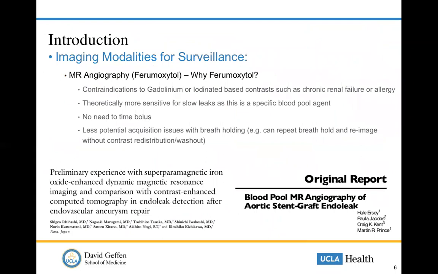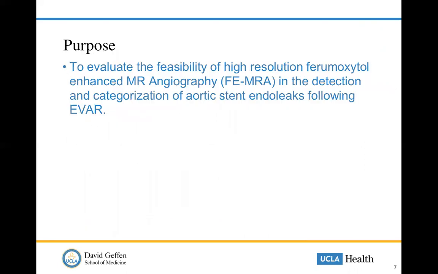So why ferumoxytol? Well, in contraindications to gadolinium or iodine-based contrast, such as chronic renal failure or allergy, it's theoretically more sensitive for slow leaks as it is a specific blood pool agent. There's no need to time the bolus, and there's less potential acquisition issues with breath holding. So you can repeat the breath hold re-image without contrast redistribution. And it has been described before, which we'll get into later.